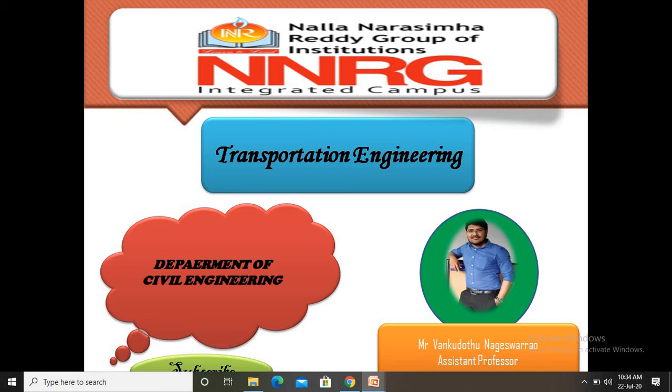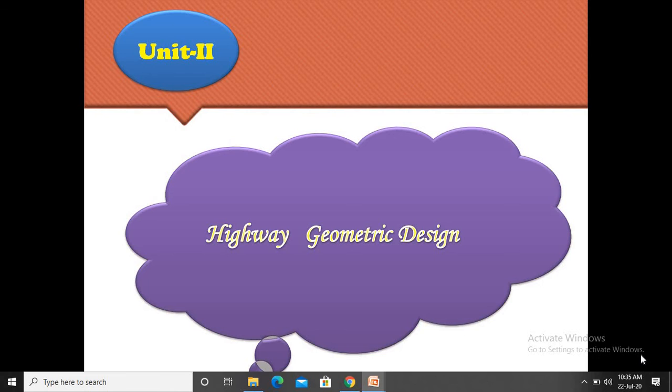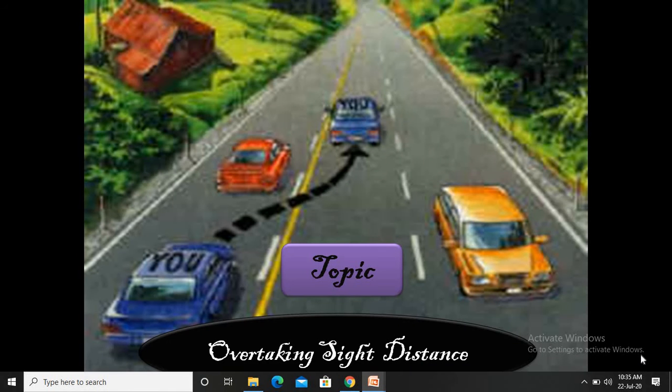Guys, today we will discuss Transportation Engineering, second unit. You know very well that this is highway geometric design. From the past we are discussing, and this is our topic, overtaking sight distance. So we will discuss briefly about this.